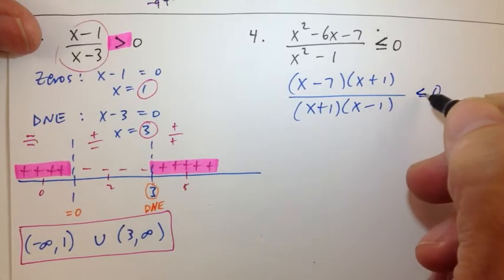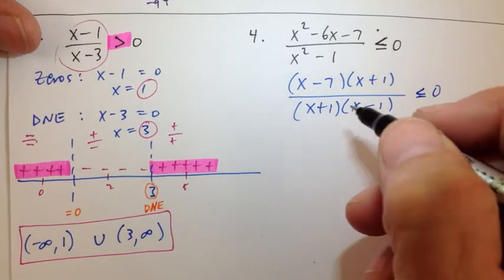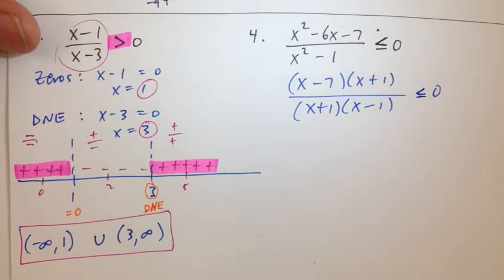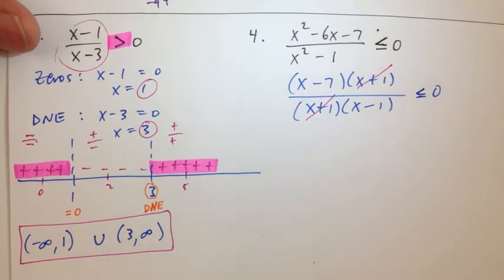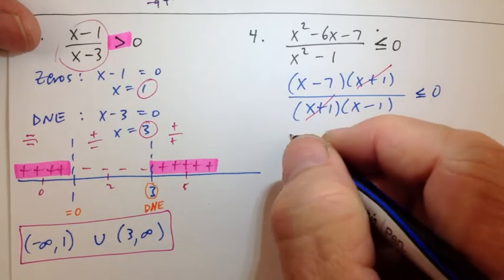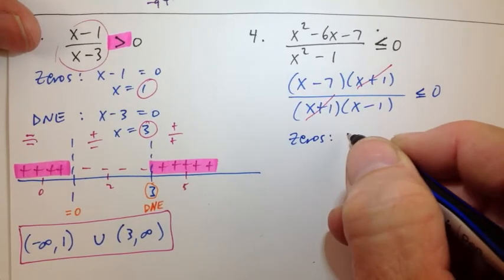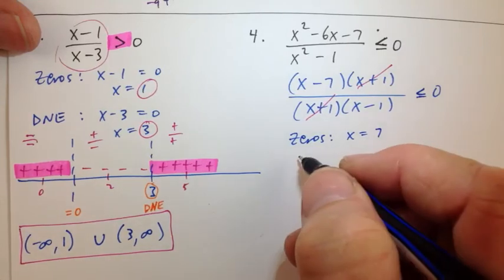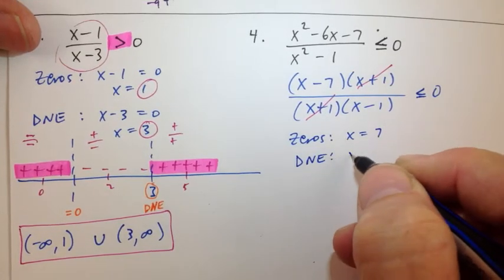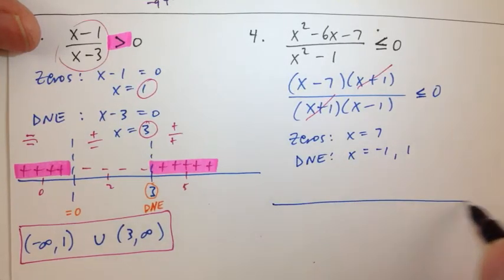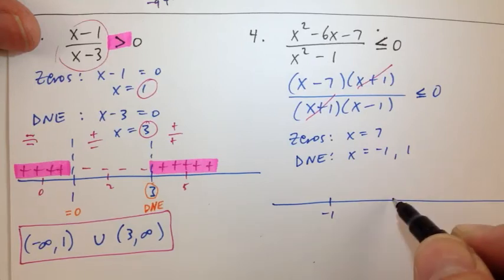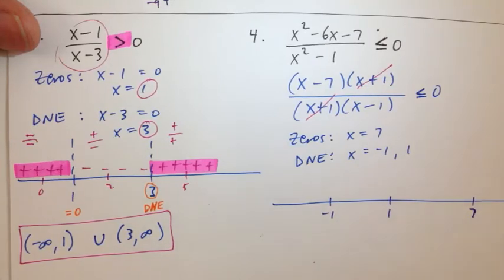Nevertheless, I don't think we need to worry about that, these two factors will cancel. Just don't cancel them yet. There is a reason why we need to acknowledge this. We don't have an x-intercept when x is equal to negative 1. So the zeros of the function are x equals 7. And then the D and E of the function are when x equals negative 1 and when x is equal to 1. Therefore, when we construct our sign chart, we have negative 1, 1, and 7.